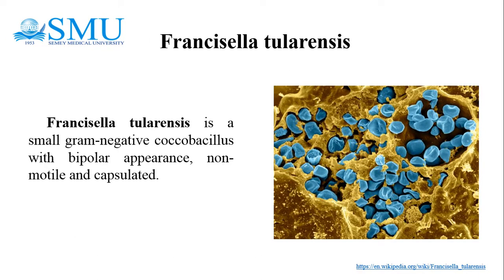Francisella tularensis is a small gram-negative coccobacillus with bipolar appearance, non-motile and capsulated. It can survive up to weeks at low temperatures in winter, in soil and animal carcasses. In laboratory settings, Francisella tularensis appears as small rods, 0.2 by 0.2 micrometer, and is grown best at 35-37 degrees Celsius. Francisella tularensis is the causative agent of tularemia, primarily a plague-like disease of rodents and other small animals.